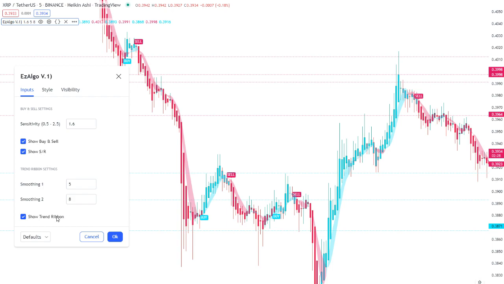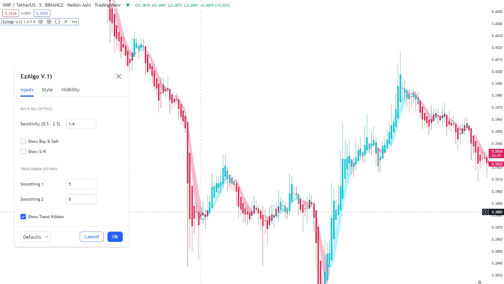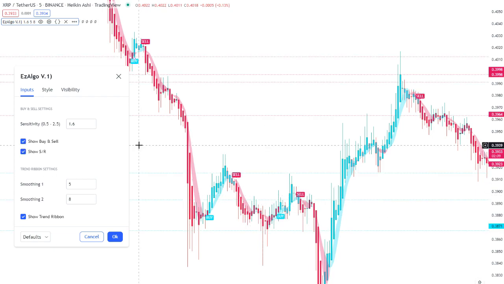So next we have the trend ribbon. Now this is actually a Heikin-Ashi trend ribbon, which shows you the overall trend of the market. If I turn off everything else, you'll be able to see it better right here. So as soon as it turns blue, right, that's when you're in an uptrend, and then as soon as it turns red, now you're in a downtrend. This is just another confirmation. But honestly, what you really want to be doing is trading just with the buy and sell signals.